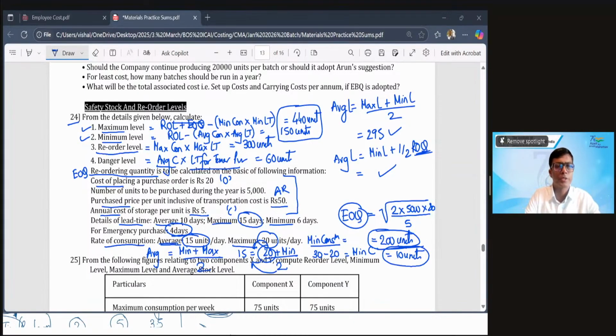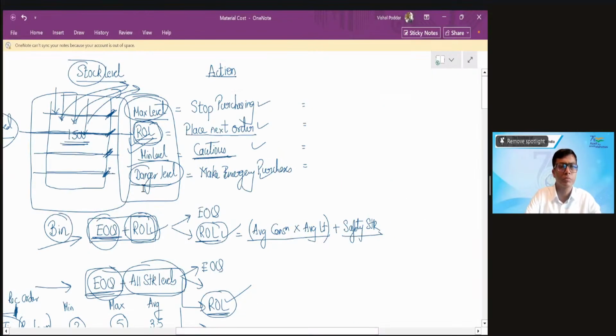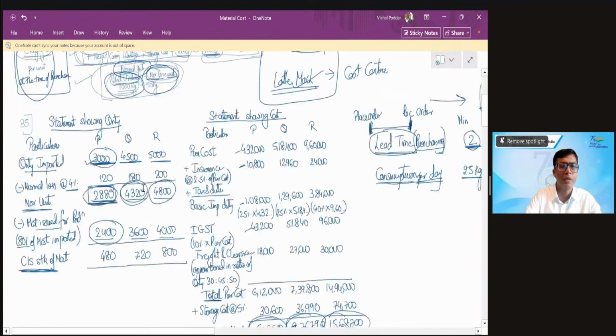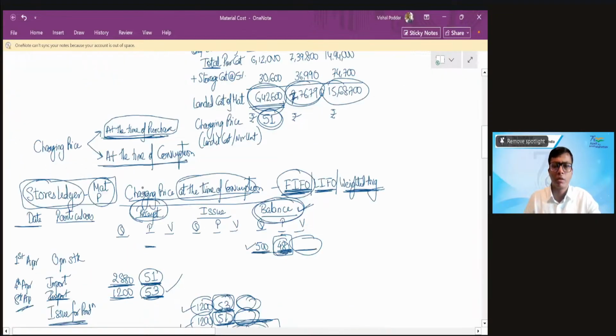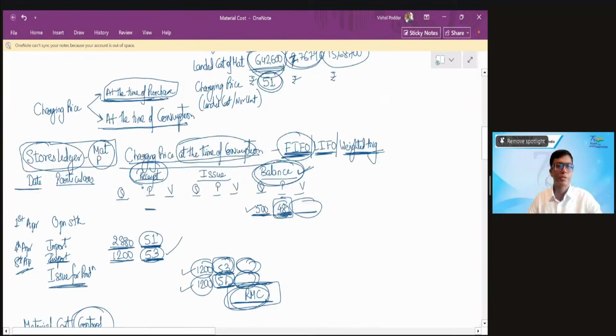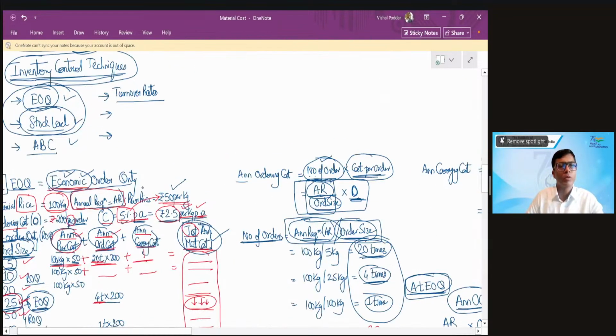Right, students? Fine. So let me just complete the remaining concepts so that we'll be able to complete our major part of materials practical. Now there is a very beautiful concept of inventory control called ABC analysis.